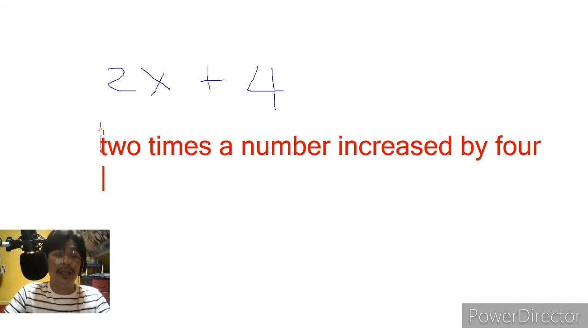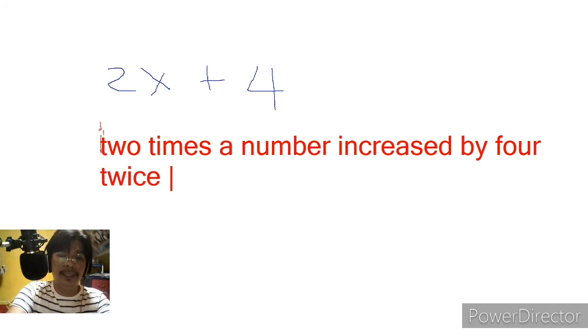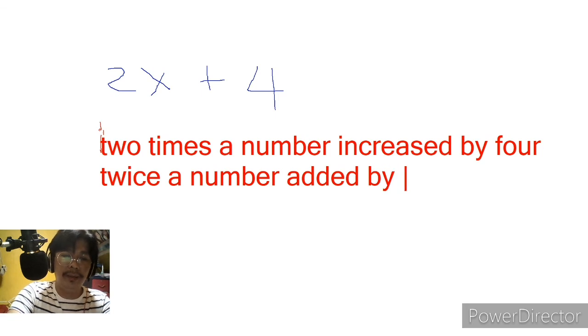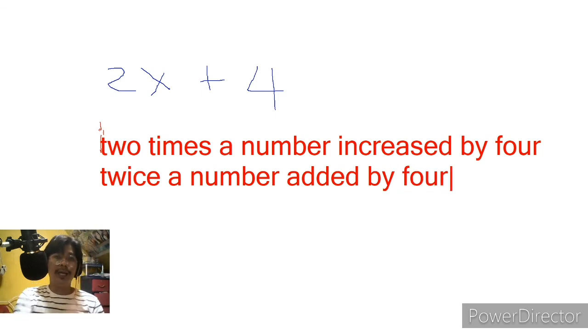We can also say that twice a number added by 4. So these are the things that we can use in order to translate 2x plus 4 into a verbal statement. Okay, so how about you? How will you translate 2x plus 4 using another word associated to the word addition?